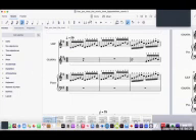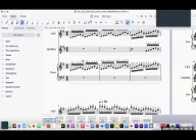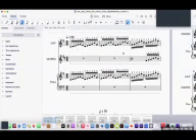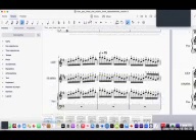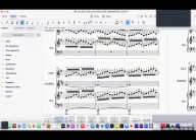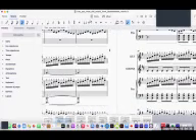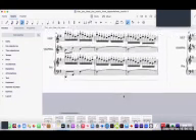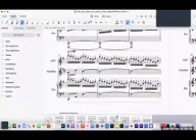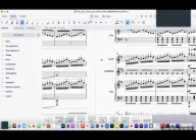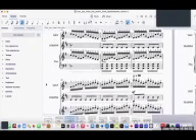Duration of the 16th note. See here, in groups of 6, 6, 6, 6, 6, 16th notes. On the measure 14. So not 14, sorry. Measure 17.